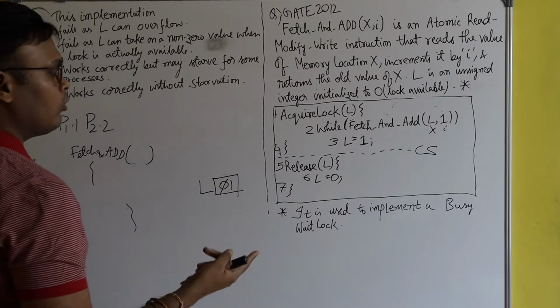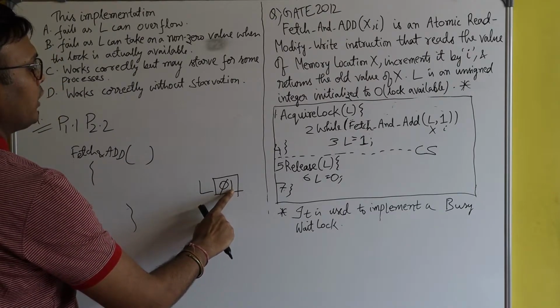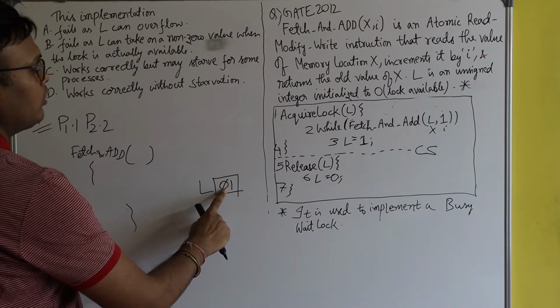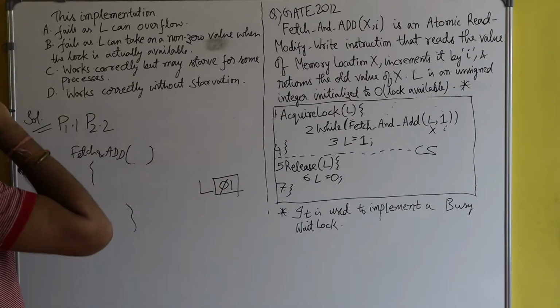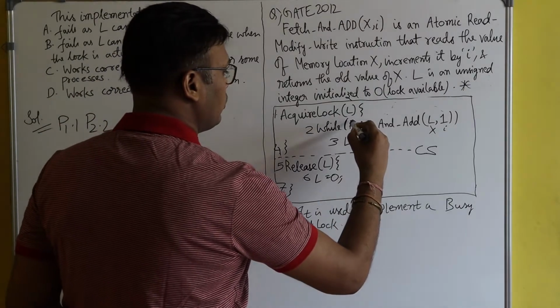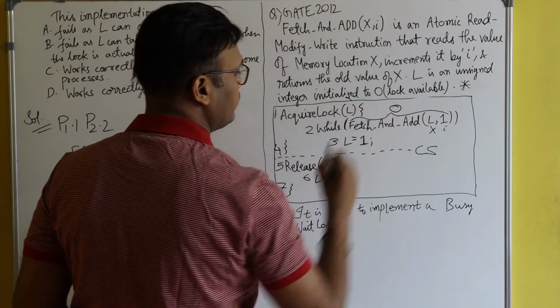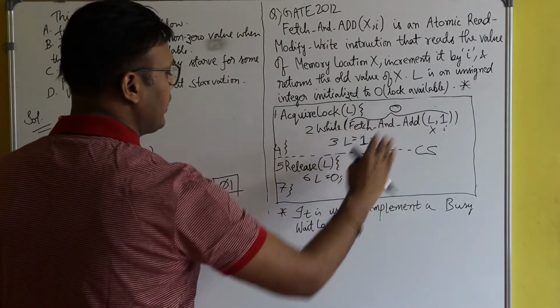So what's the old value of X? 0, because the new value is 1. So the previous value is the old value. So 0 will be returned. Okay. So here fetch and add will return 0. So here 0 will come. Okay. So this code will become like this.